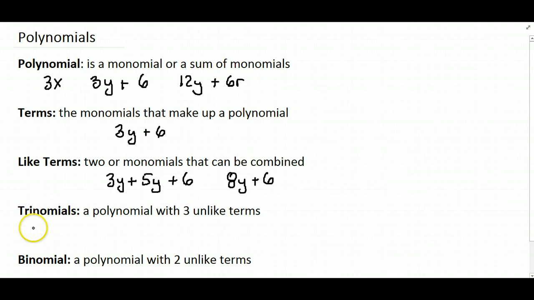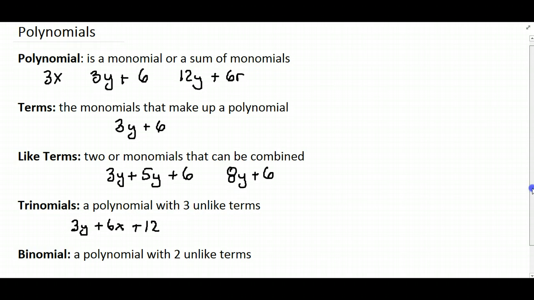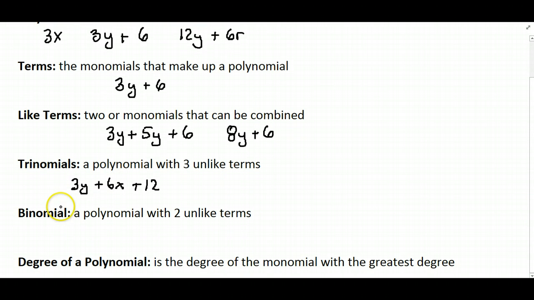Okay, now a trinomial. Tri means three, so that is a polynomial with three unlike terms, such as 3y plus 6x plus 12. We can't combine any of those terms, so that is a trinomial. And the next we have is a binomial. Bi means two, so that would be 3r plus 7. That's a binomial, two unlike terms.